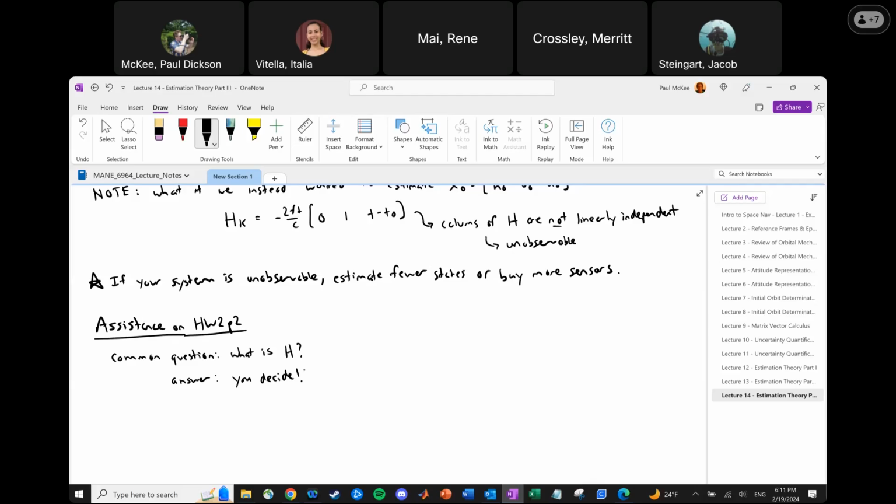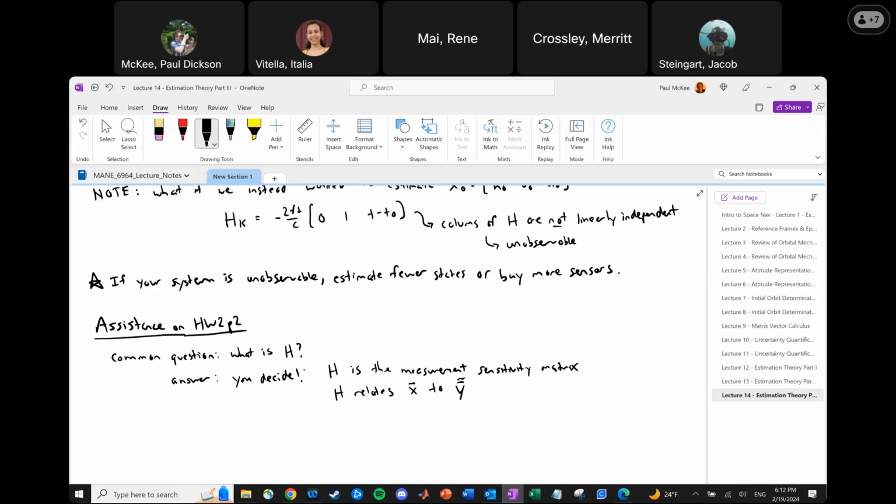H, by definition, is the measurement sensitivity matrix. And it relates our state to our measurements. But really what happens is we're going to need to sit down and do some math and find H. H is usually not given to us, something we need to find. But we're ultimately after a system that looks like y equals Hx. That's what we're trying to find.